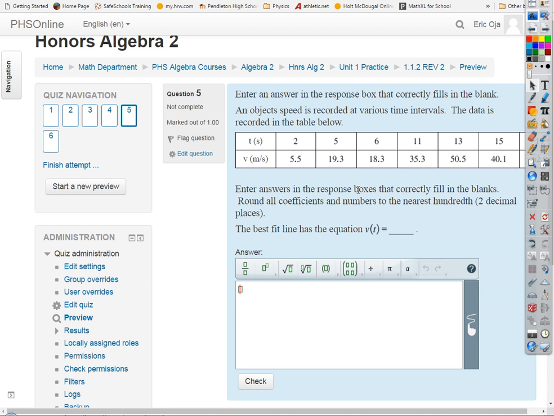Okay, so yes, linear regression. Let's go through this one. So I'm going to have to pull up my calculator. This requires a graphing calculator.